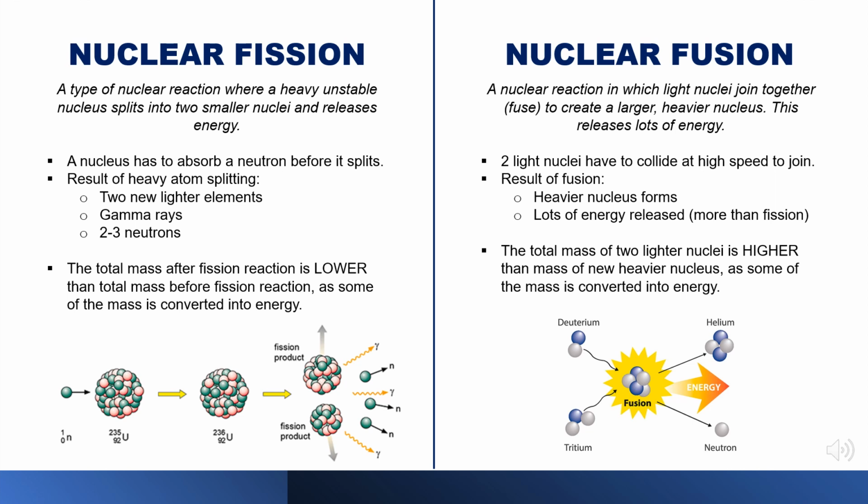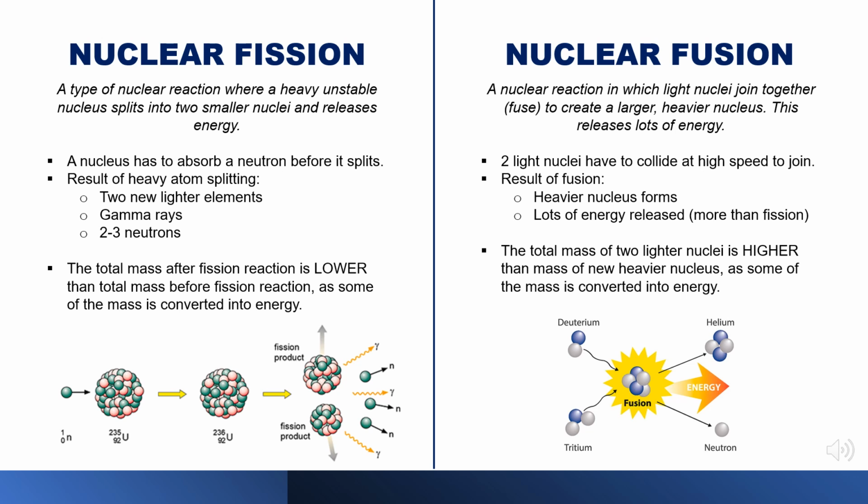This slide is about nuclear fission and nuclear fusion. Nuclear fission is a type of nuclear reaction where a heavy unstable nucleus, for example uranium or plutonium, splits into two smaller nuclei and releases energy. In nuclear fission, the nucleus has to first absorb a neutron before it splits. So what is the result of this heavy atom splitting? It forms two lighter elements that are roughly the same size. It releases gamma rays and 2 to 3 neutrons also.